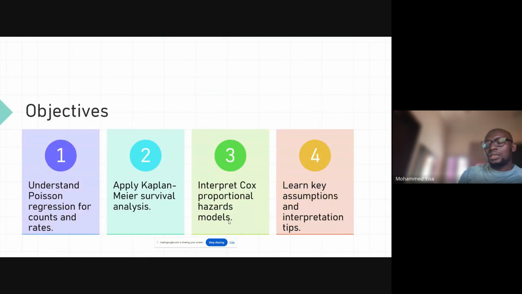So our objectives for today are to understand the Poisson regression for counts and rates, to understand how to apply Kaplan Meier analysis, how to interpret Cox proportional hazard models, and also to understand what assumptions lie behind the application of these methods.